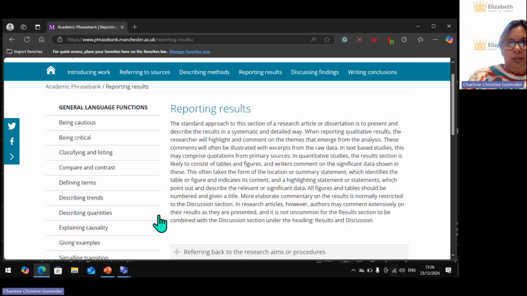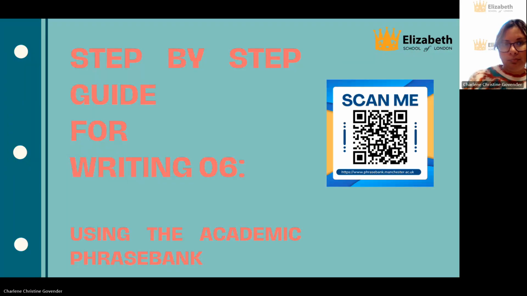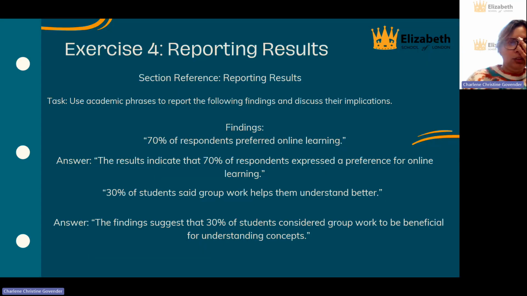Okay, so let's go back to the PowerPoint again. Make sure you've got that open because we're going to be using that. So now we looked at the section reference, which is reporting results. And I mentioned you will generally use this when you are writing reports because you have to comment on your findings or what you've noticed. Now we're going to use academic phrases to report the following findings and discuss the implications.